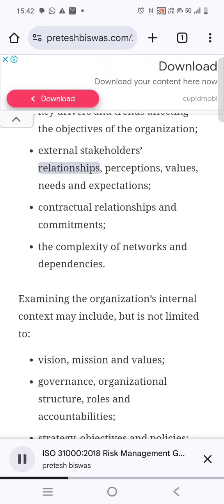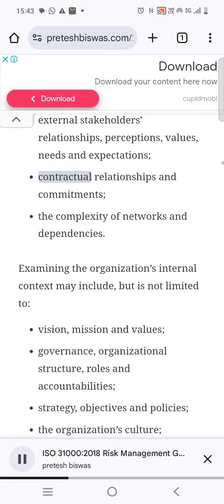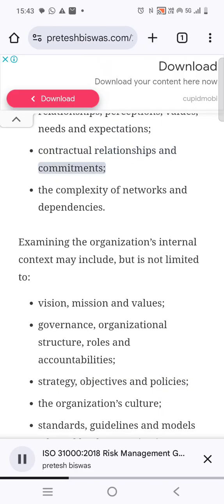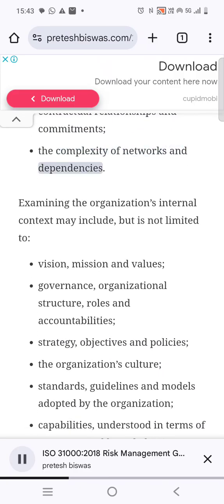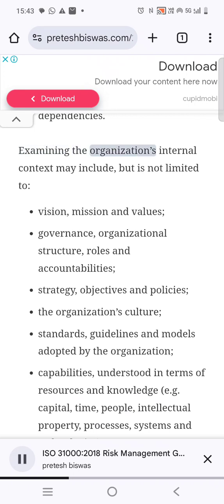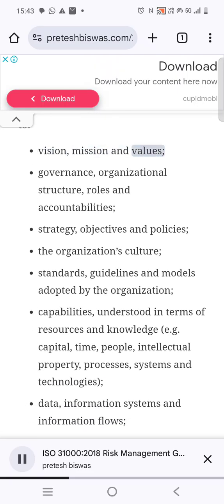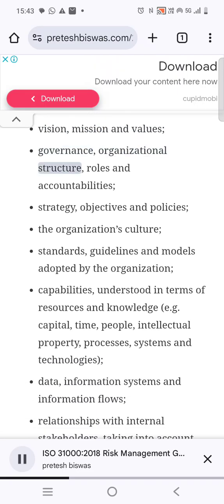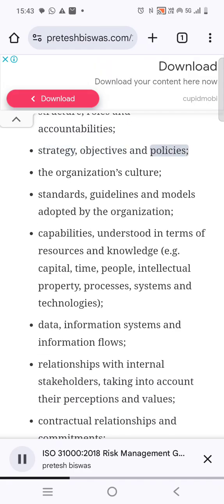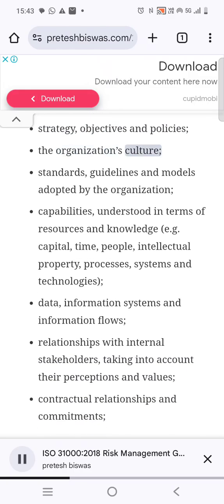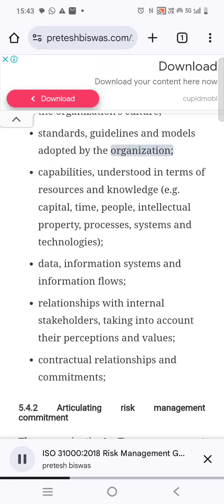External stakeholders' relationships, perceptions, values, needs and expectations. Contractual relationships and commitments. The complexity of networks and dependencies. Examining the organization's internal context may include, but is not limited to, vision, mission and values. Governance, organizational structure, roles and accountabilities. Strategy, objectives and policies. The organization's culture. Standards, guidelines and models adopted by the organization.